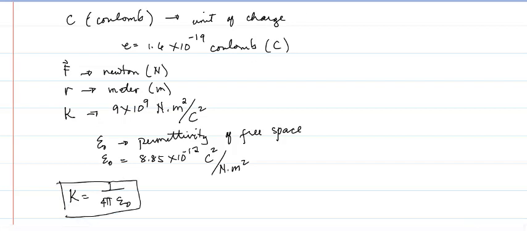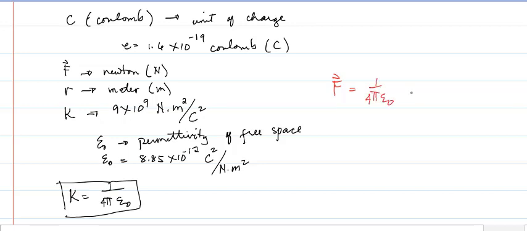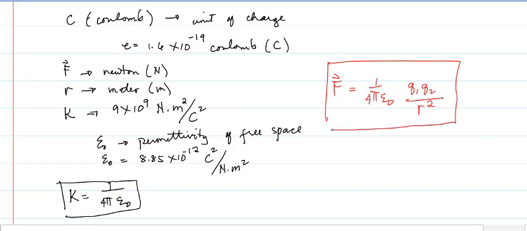Thus, our force of attraction or repulsion between two charges can be written in this manner: 1 over 4 pi epsilon sub O, Q1, charge 1, times charge 2, over the square of the distance between them. So this is our Coulomb's law equation.